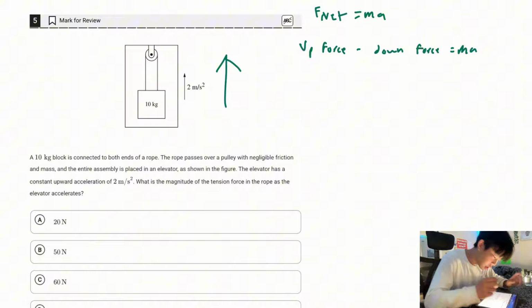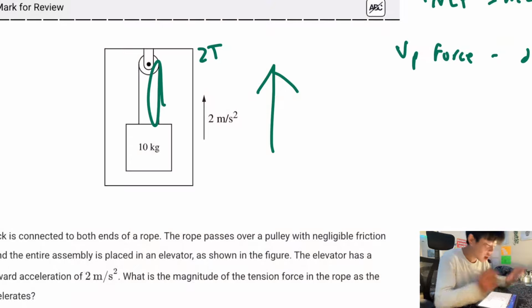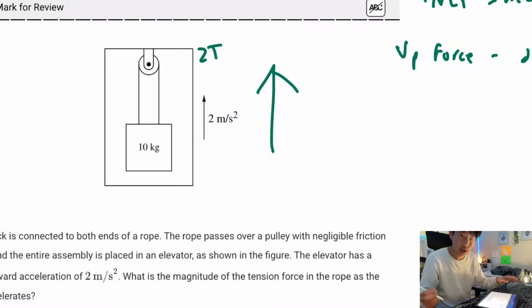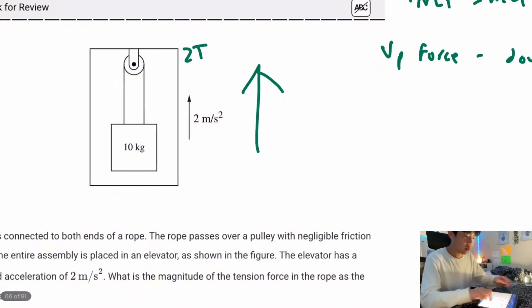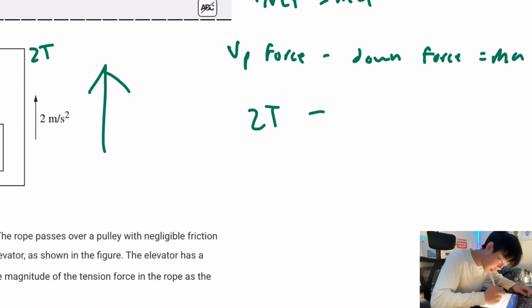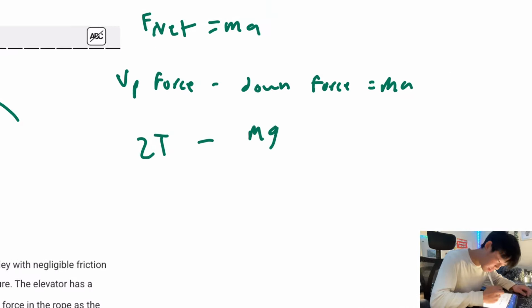So now, what's the up force? The up force is going to be tension, and not just one tension, not just one T. It's going to be 2T, because we have two strings. I'm going to keep it real, I got it wrong because I thought there was only one tension, but if there's ever more than one string, that's 2T right there. So the up force is 2T minus the down force. The down force is always going to be equal to mass times gravity, mg, your weight, equals ma.